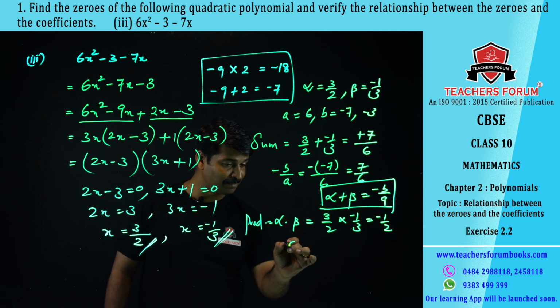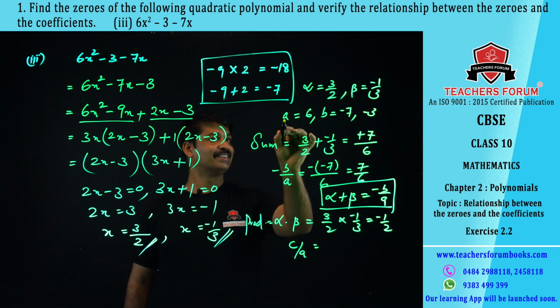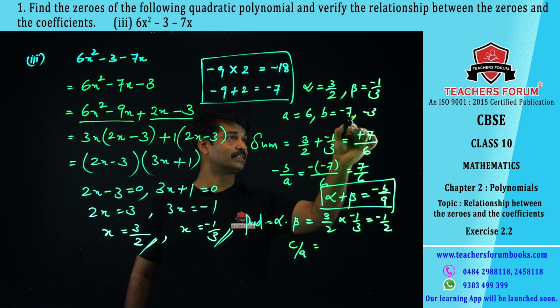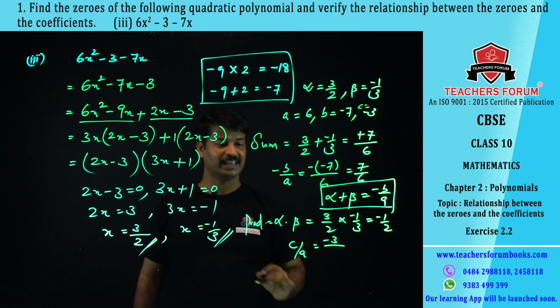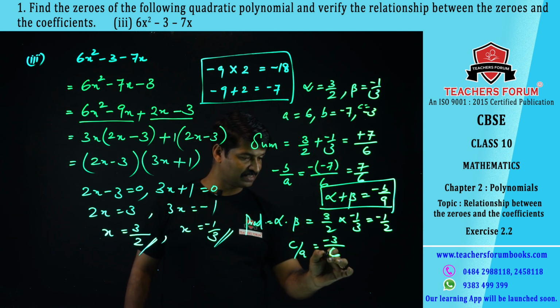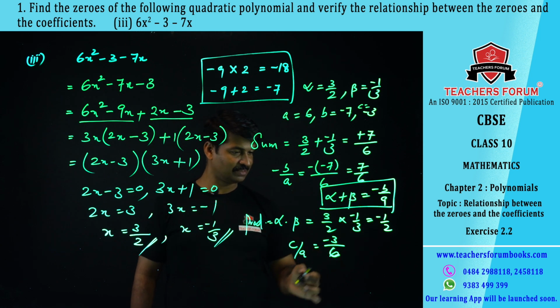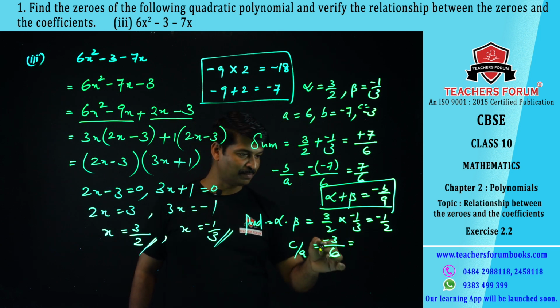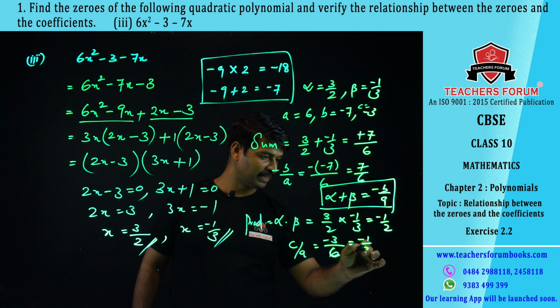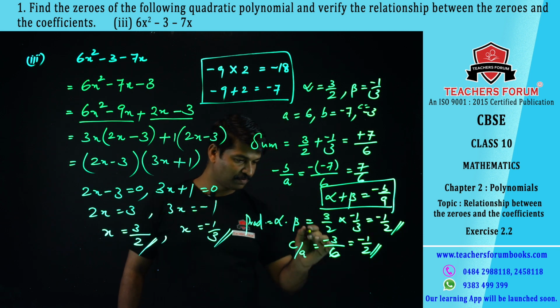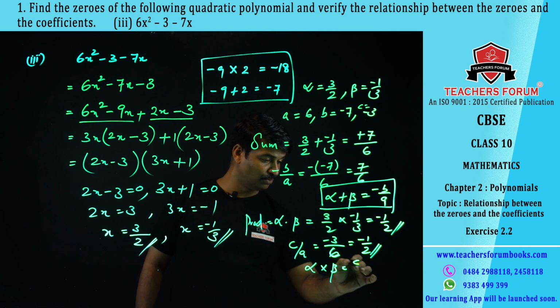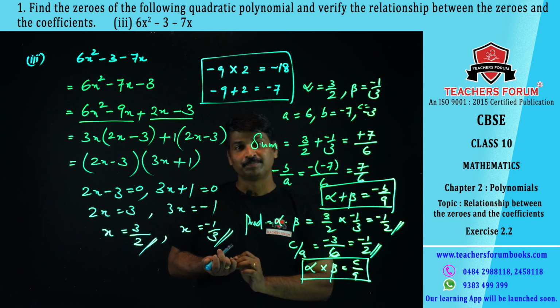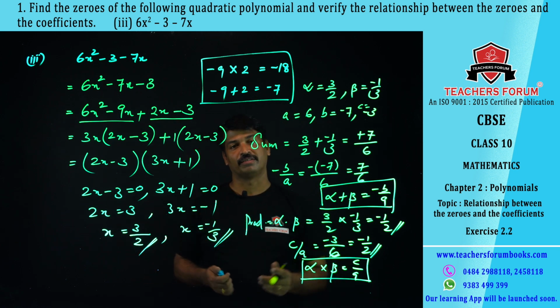Let us find out what is c by a. What is c here? c is minus 3. Minus 3 by a. What is a? a is 6. Then what is c by a? c by a is minus 3 by 6. You can divide throughout by 3, then you will be getting minus 1 by 2. See, both are equal. So from this we conclude alpha into beta, that is the product of zeros, is equal to c by a. So hence we have verified the relationship between the zeros and the coefficients.